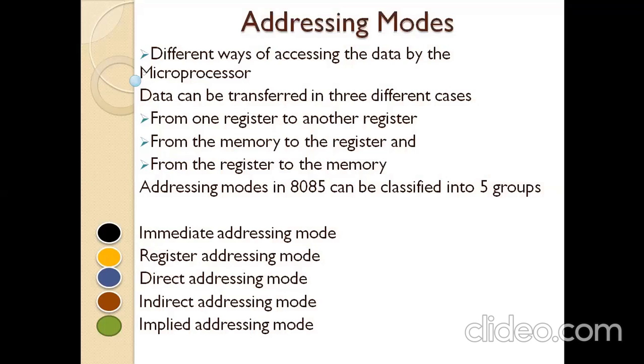It is classified into 3 types. One is register to register, where data transfer takes place between register and register. Next one is memory to register. Another one is register to memory.